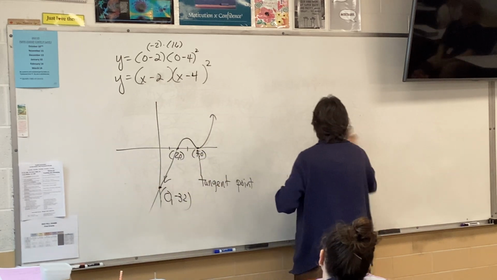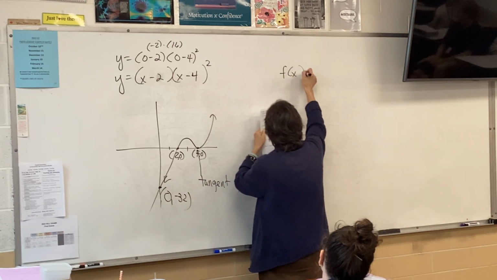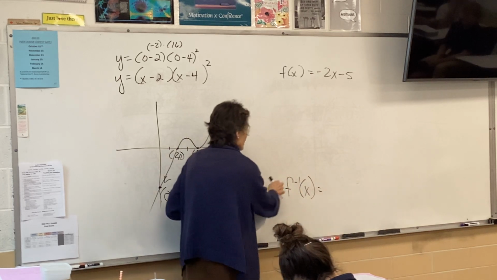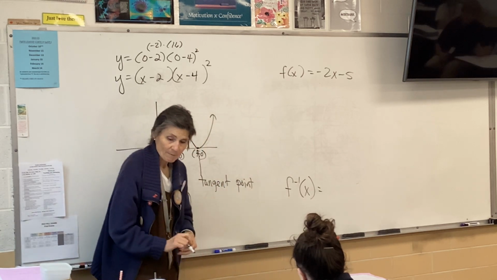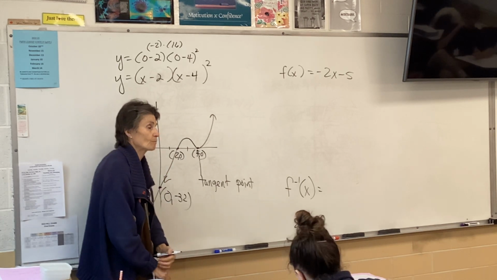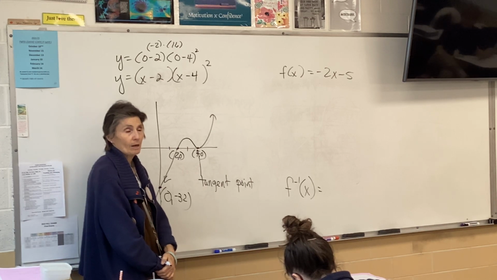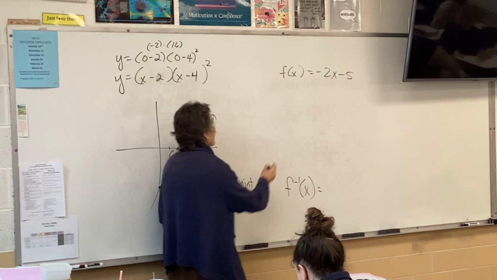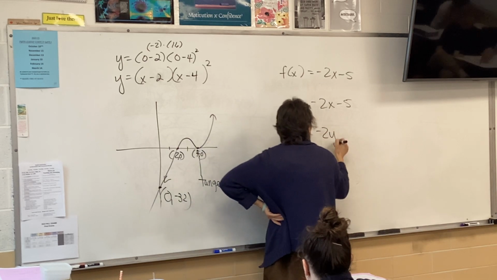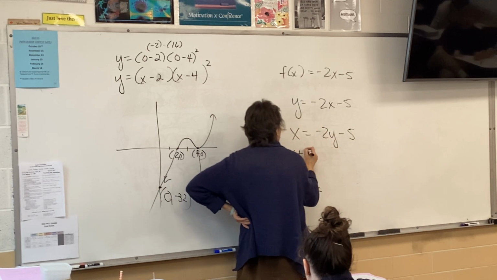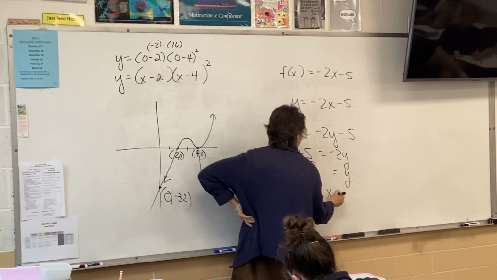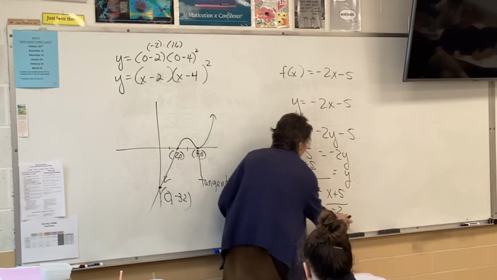Find the inverse. So here's our function, and our job is to find the inverse. That's our notation for the inverse. Anybody remember the steps we go through? Negative 2x minus 5. x equals negative 2y minus 5. It's this one. x plus 5 equals negative 2y, and y equals (x plus 5) over negative 2. That's your answer. So, there it is, there's our inverse.